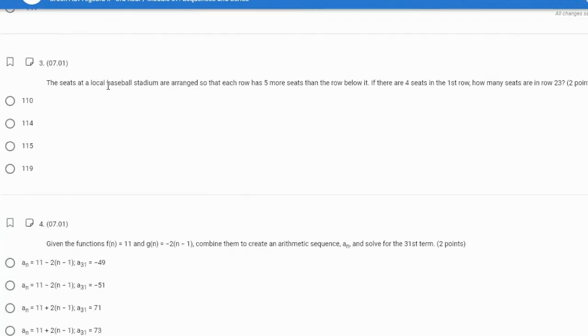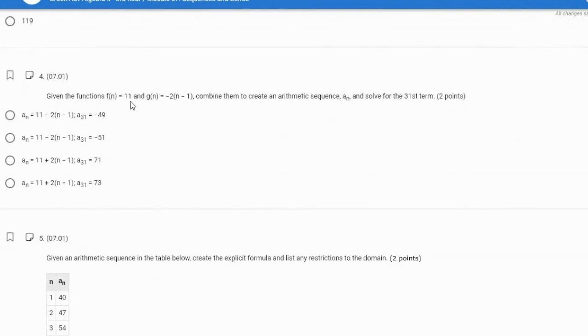Here, the seats at a baseball stadium are arranged so that each row has 5 more seats than the row below it. So if the very first row only has 4 seats, that's going to be a weird looking baseball stadium. Only 4 seats in the first row. How many are in row 23? You know what the common difference is because it told you there's 5 more every row. So you can just use your arithmetic sequence formula to find out row 23. You've got the first row, you've got the common difference.